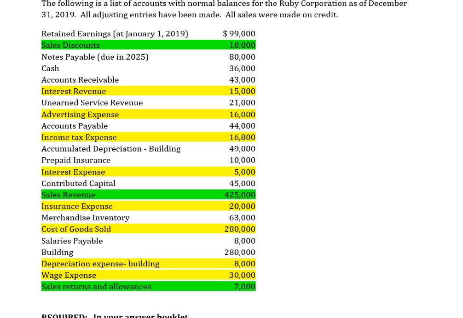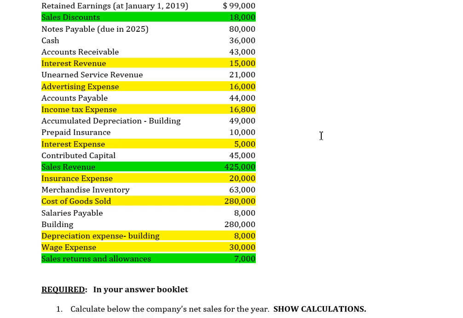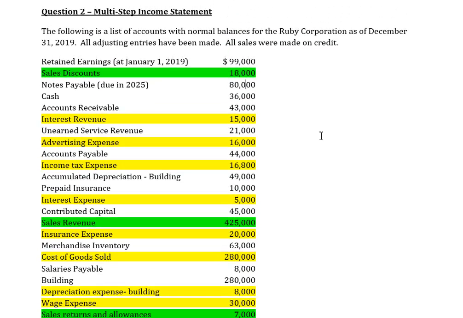You'll notice here, because the question is asking you to put together a multi-step income statement, just for the purposes of the video, I've highlighted in yellow all of the accounts that would be included on your revenue or expense side in your multi-step income statement. The other thing I've done is I've highlighted in green the accounts that you would use to help you calculate your net sales figure. These highlights will not be given to you on the final exam. You're supposed to know. But just to help you through with the video, I've provided it.